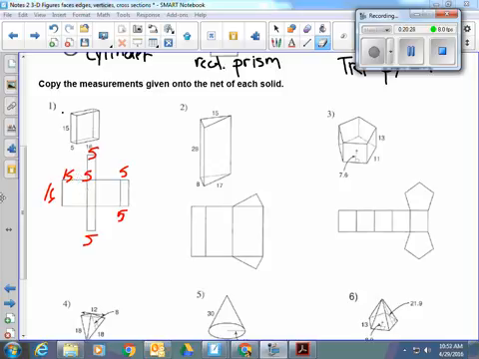Because when I fold it up, won't those two have to connect to each other? Okay, same thing over here. This is your 15 and this is your 15 because they're going to have to connect to each other. So be very careful with things like that.